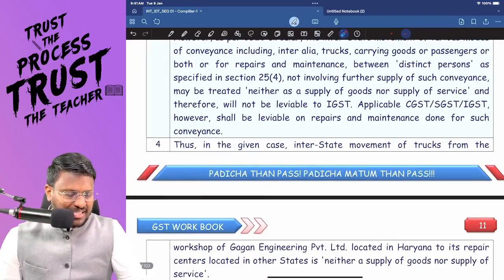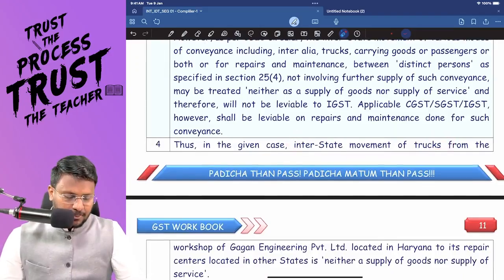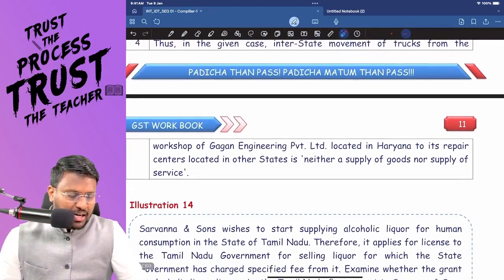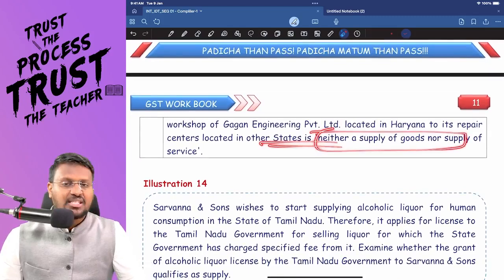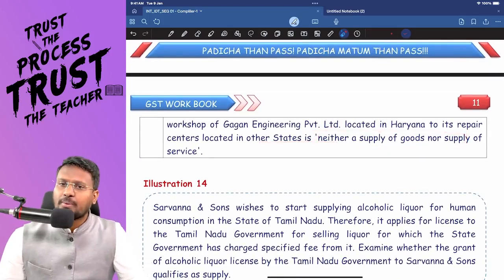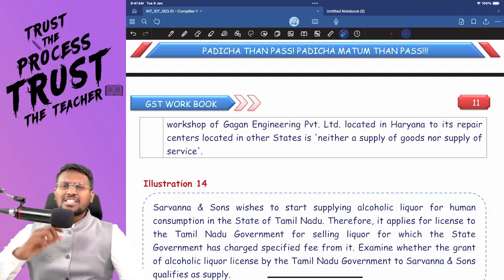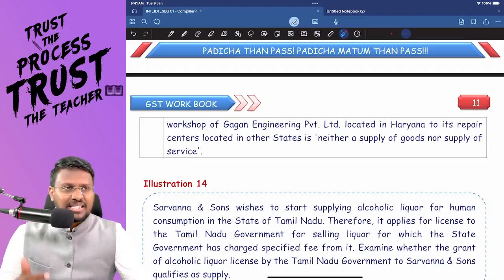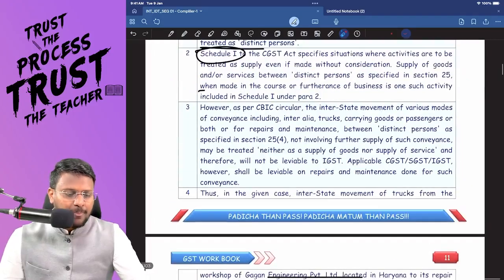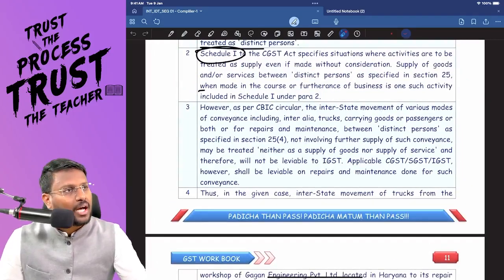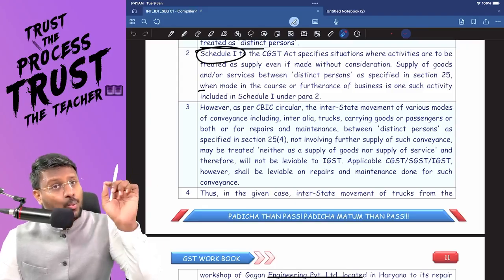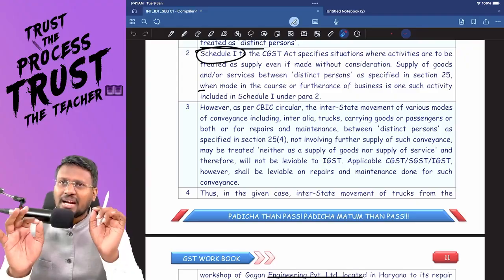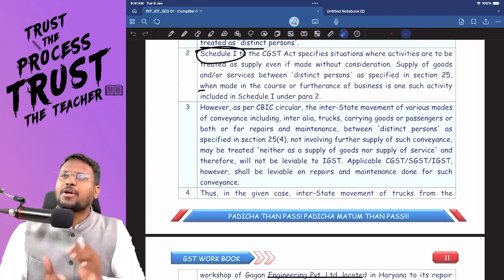Thus, in the given case, interstate movement of the truck from the workshop of Jagan Enterprises Limited to its repair center located in another state is neither a supply of goods nor a supply of services. Comfortable, sir? This is based upon one circular. That circular is saying that interstate movement of conveyance will not be treated as supply of the conveyance. It will be treated neither as supply of goods nor as supply of services.